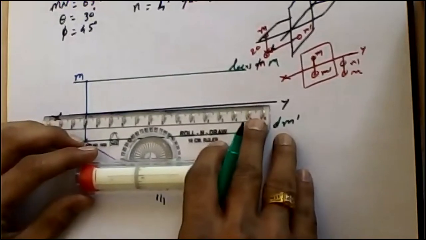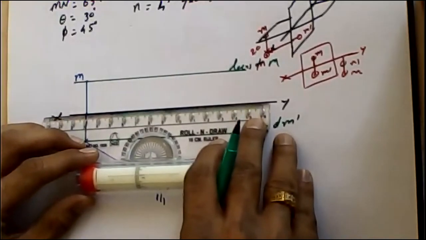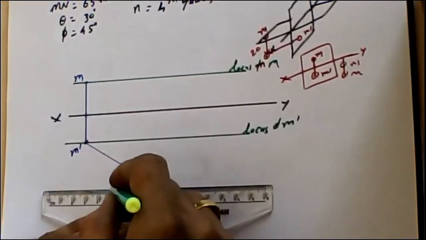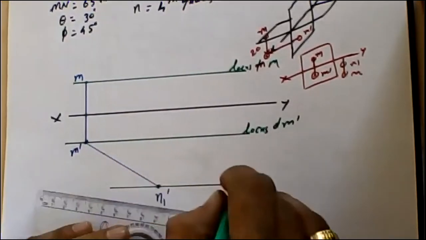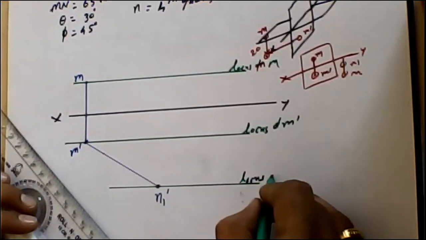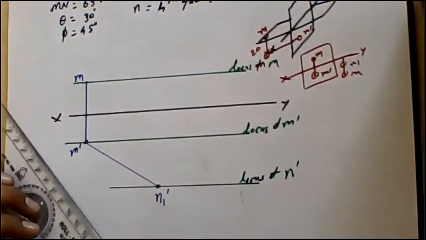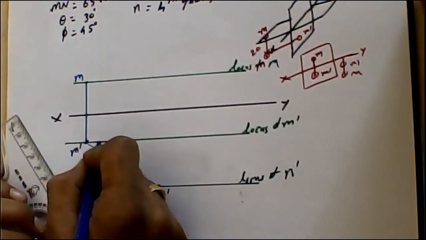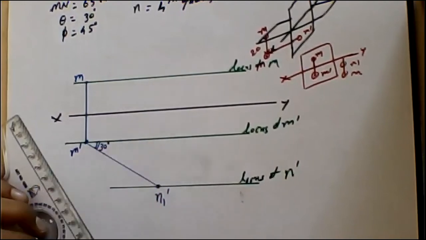and the locus of point N dash is going to be available over here. So we need to mention this locus also. This particular position is indicating the locus of N dash. And at which angle have we drafted it? We have drafted it at 30 degrees, which is the inclination with the horizontal plane.